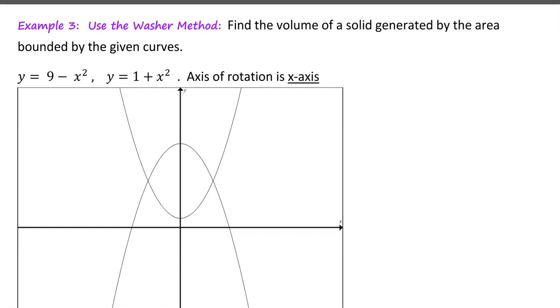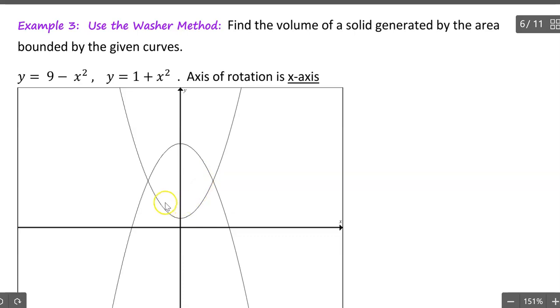Hello everyone. I would like to continue with our lesson calculating the volume of a solid using the washer method, and example number 3. In example number 3, we also work with two parabolas, but in this case you see that we have a parabola that opens down, and this parabola opens up. So 1 plus x squared.